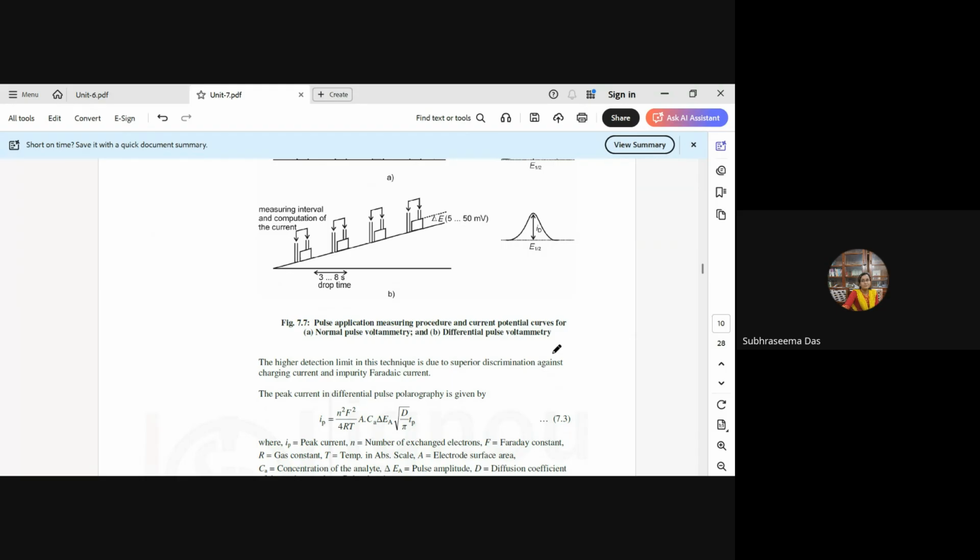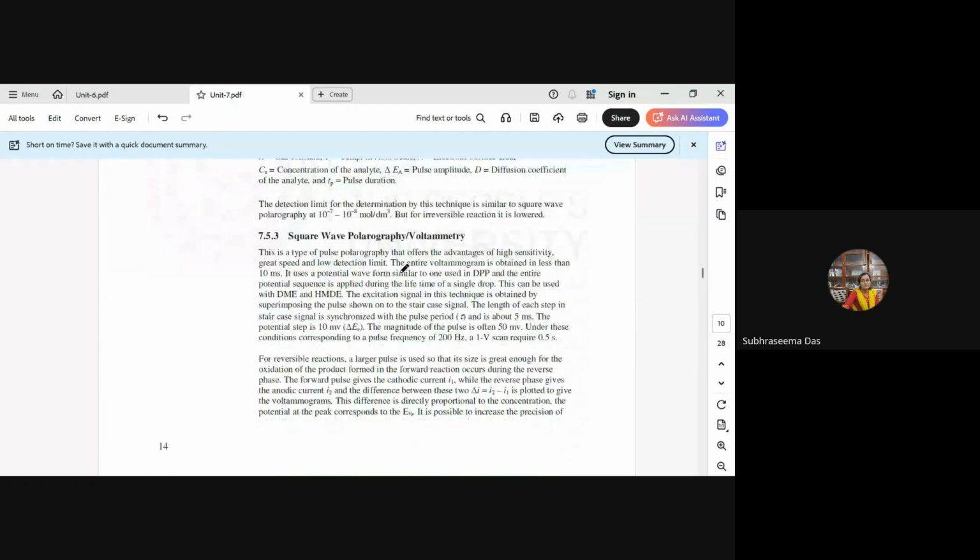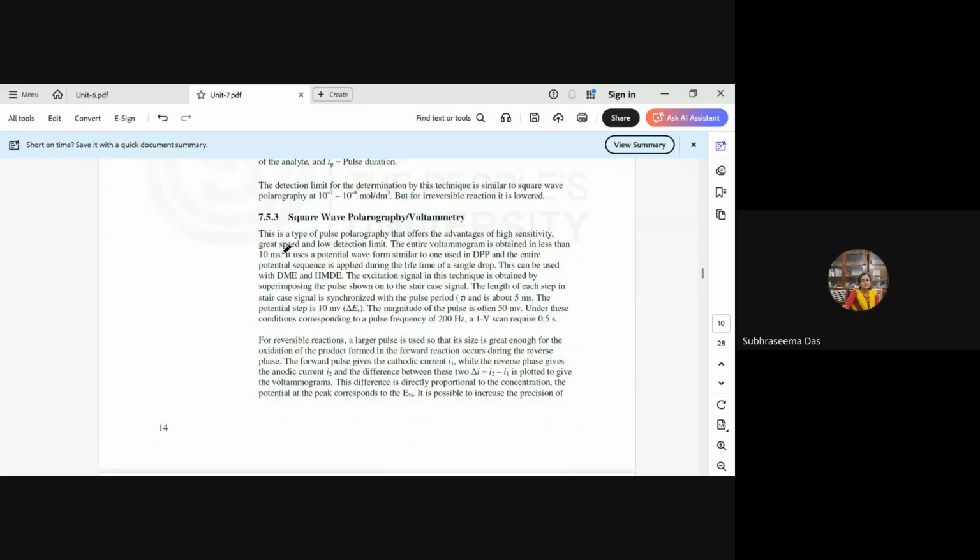The higher detection limit in this technique is due to the superior discrimination against the charging current and impurity Faradaic current. Then coming to square wave polarography. This is a type of pulse polarography that offers the advantages of high sensitivity, great speed and low detection limit. The entire voltammogram is obtained in less than 10 milliseconds. It uses a potential waveform similar to the one used in DPP, and the entire potential sequence is applied during the lifetime of a single drop.